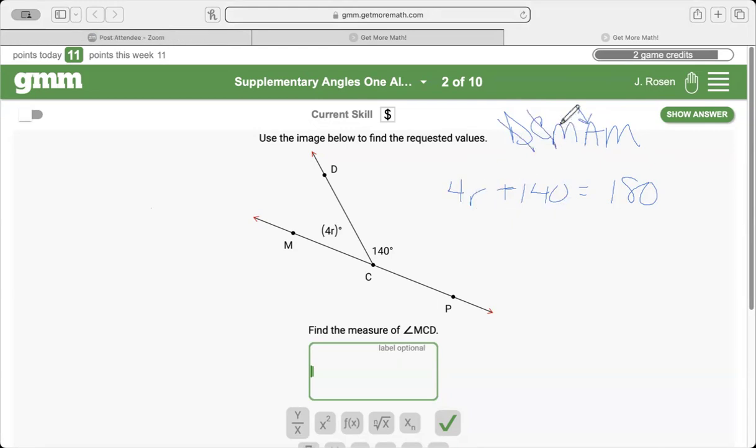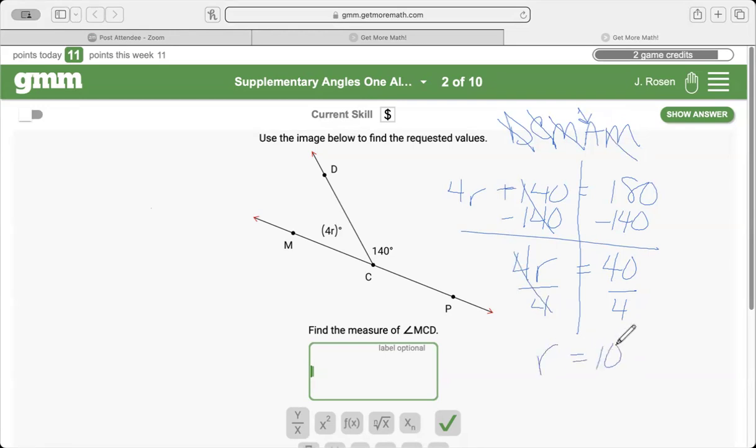I can't put those together. There's no moving smaller variables because there's only one. And we're going to get rid of addition or subtraction. So that gets us 4r equals 40, and then divide by 4. That's the midnight part. So r equals 10.